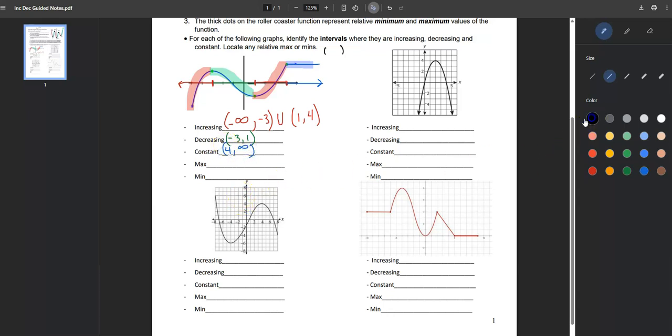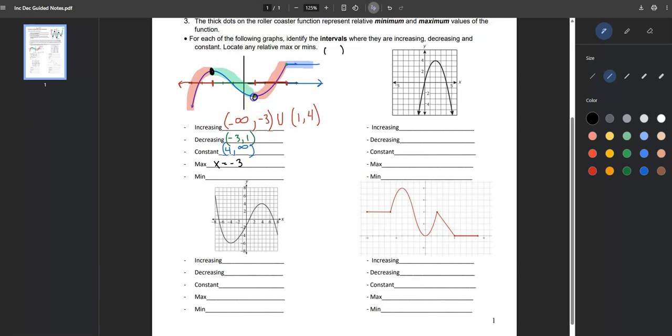Okay, I have a max value when it goes from red to green, so that'd be at that point. I'm just going to put that max value at, again, x equals -3. And that's the only max value. It has to go from increase to decrease, not increase to constant, so there's no relative max there.